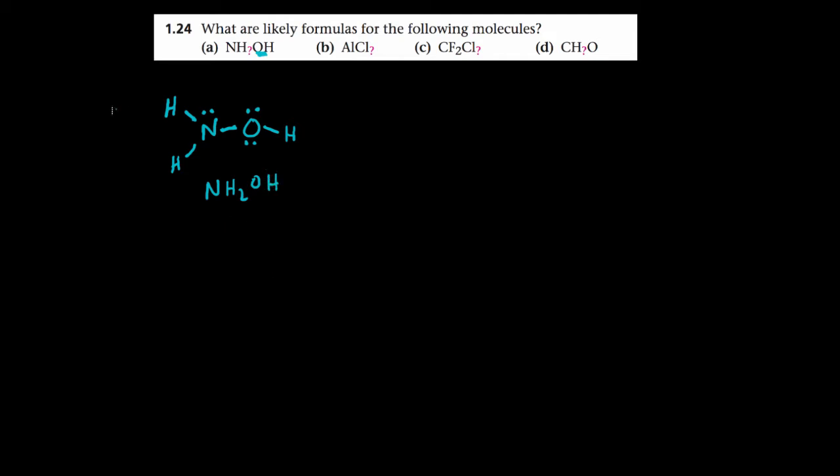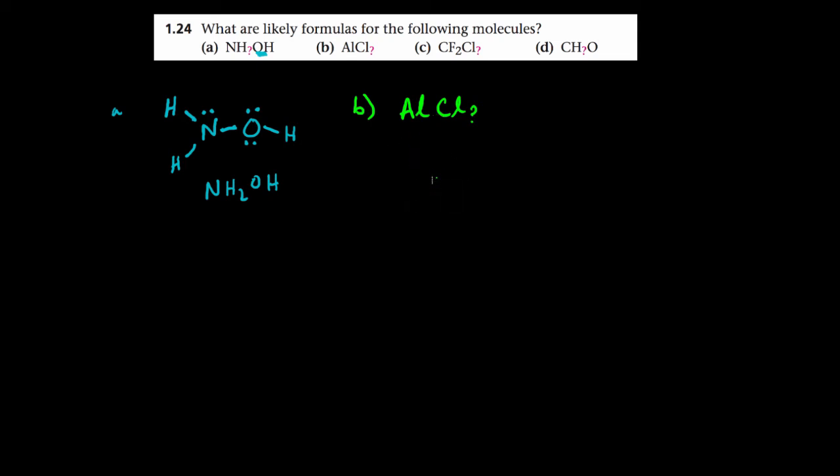All right, let's look at B. So B, and I'll change color here. Why not? If I can. Maybe not. So B, Al, Cl rather, and how many chlorine atoms would be around that aluminum?